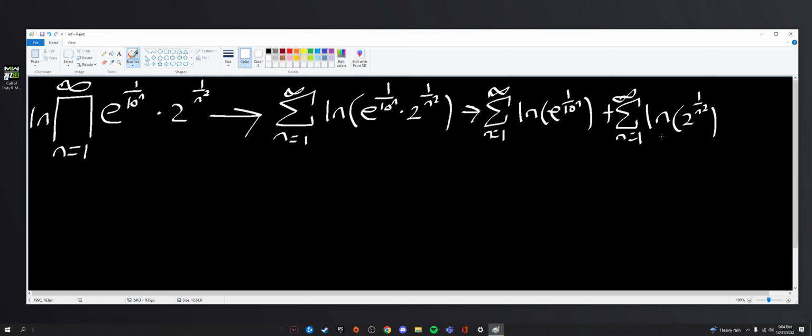Now, some of you, especially keen-eyed viewers, will notice that this is actually really easy to solve. For our first sum here, we have ln and e, these cancel out, and it becomes just a geometric series that's really easy to solve. It would be the sum, n goes from 1 to infinity, of just 1 over 10 to the n, which by the geometric series formula, we would literally just get 0.1 repeating.